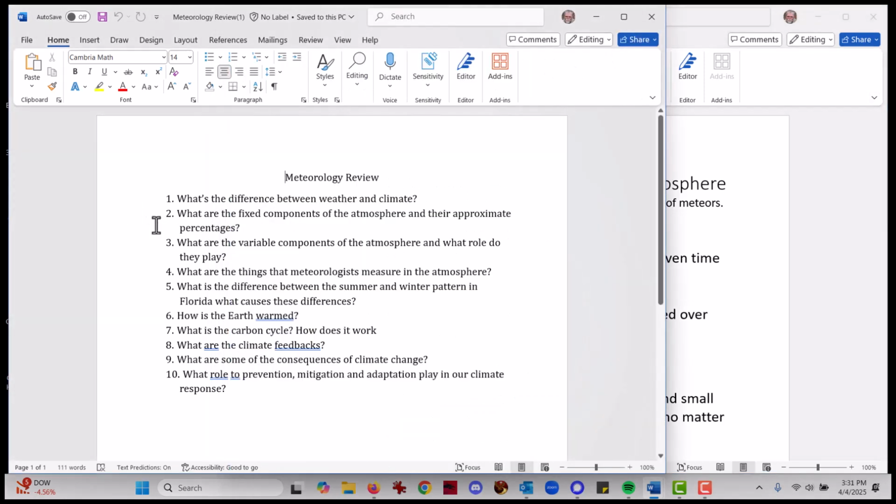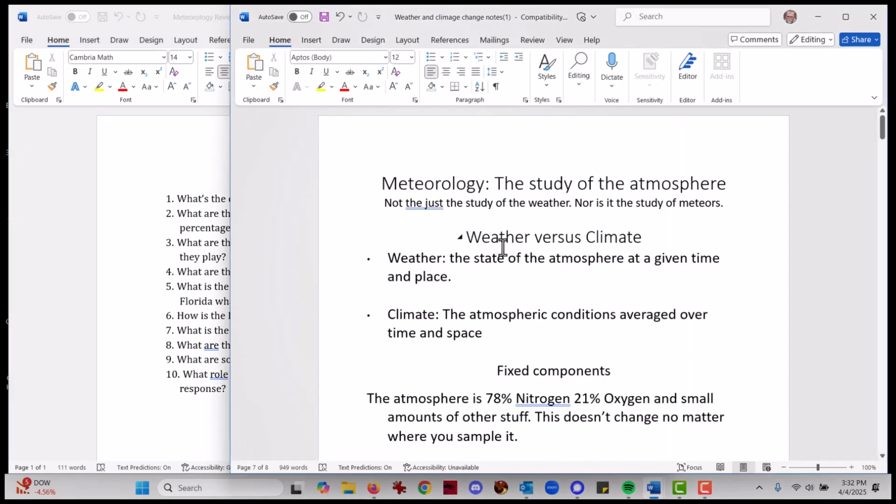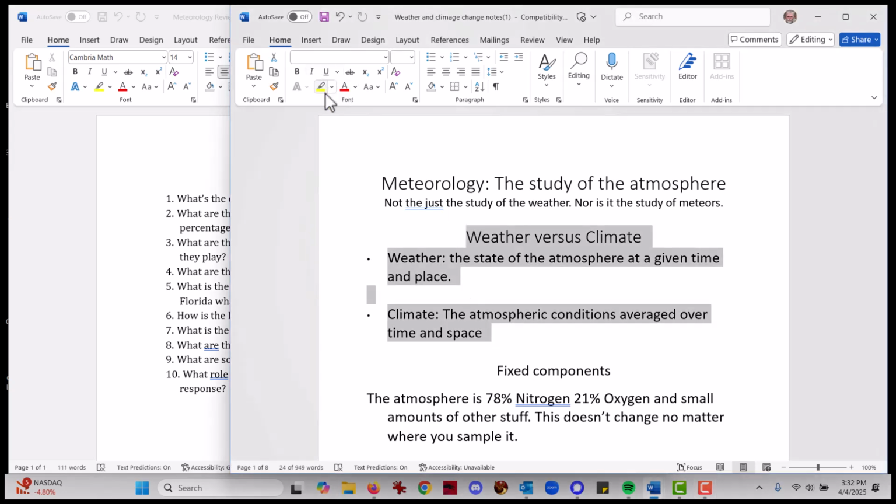So I begin with just a very fundamental question. What's the difference between weather and climate, right? This is a mistake that people make a lot, but not surprisingly, it's right here where it says weather versus climate. Let me move something out of the way, and there we go. If I do that, I can actually highlight it, and there we are.